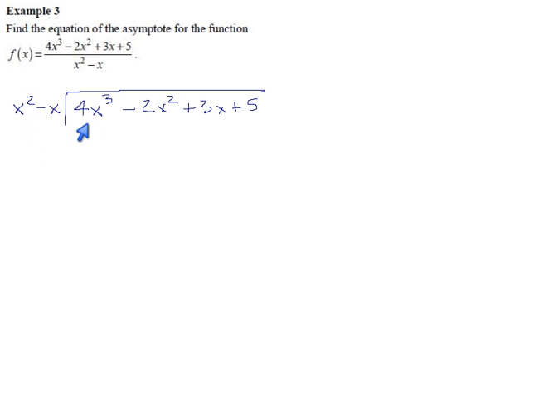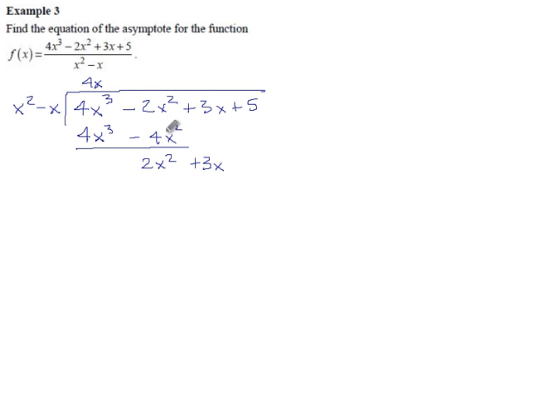So x squared goes into 4x cubed, 4x times. Multiply, 4x times x squared gives this. 4x times negative x gives negative 4x squared. Subtract, those terms drop out as intended. Negative 2 minus negative 4 comes out to positive 2x squared. Bring down another term, start again.